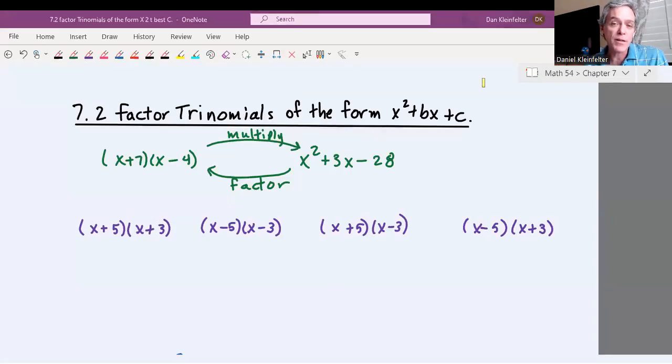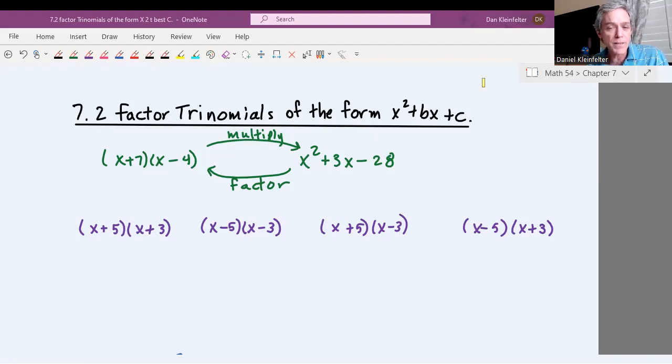Welcome back. In this video, we're going to go over section 7.2, which is about factoring a specific kind of trinomial. In the last section, we saw all the basics of factoring, common factors, and all that stuff. So it's pretty long. This section will be shorter and is more specific.